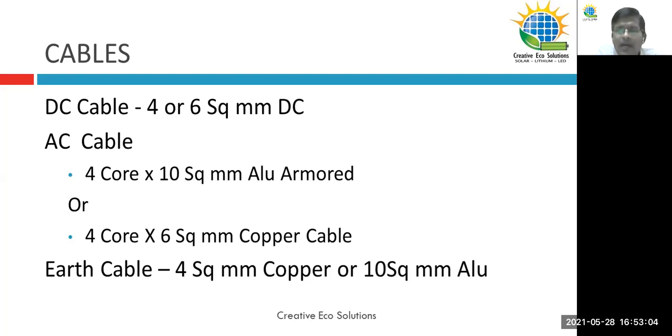And the third cable required is your earth cable, because your DCDB and ACDB boxes have to be terminated to the earthing pits. So either you can use a 4 square mm copper or a 10 square mm aluminum.